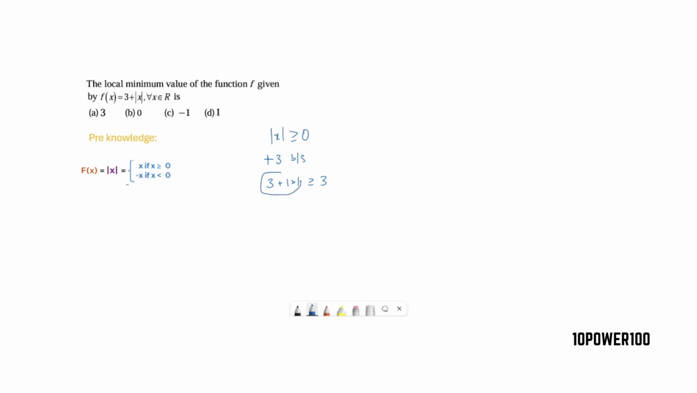So what is 3 plus mod x? It is our f of x which is given in the question. So can we replace 3 plus mod x by f of x? So f of x is greater than or equal to 3. By looking at this, we can easily identify that f of x is greater than or equal to 3. That means this is the local minimum value of this function. So the answer is option A, 3, is the right answer.